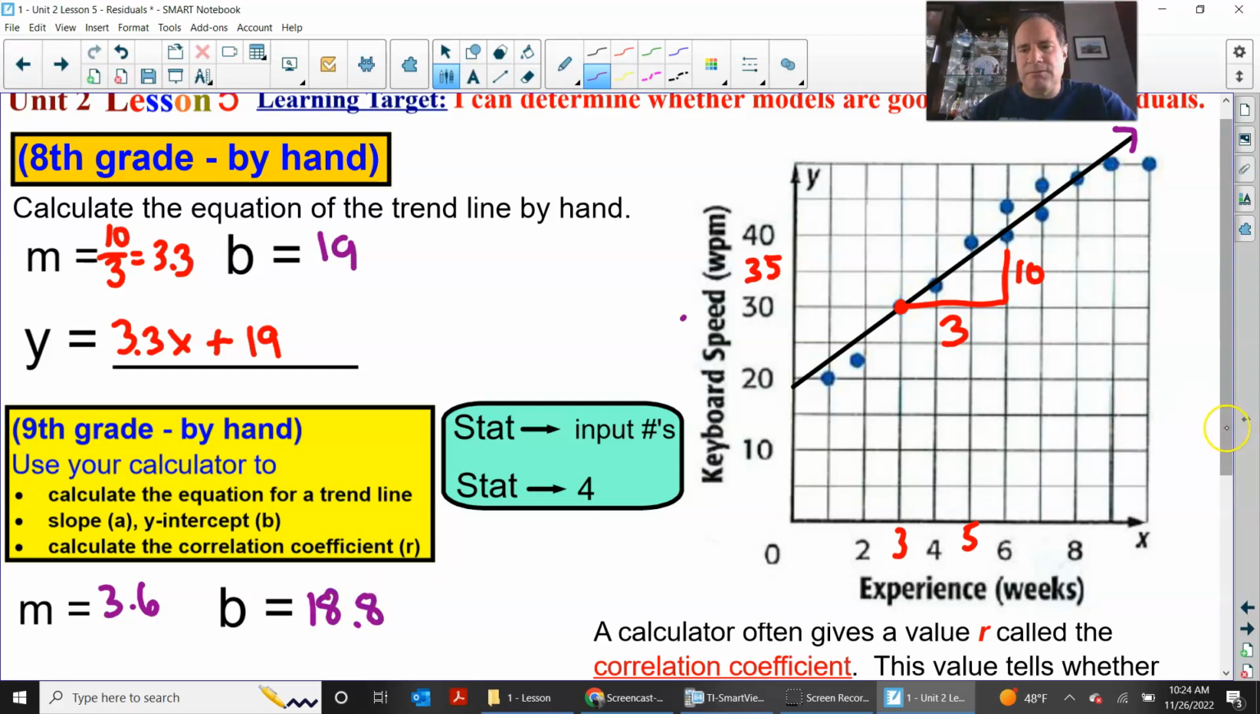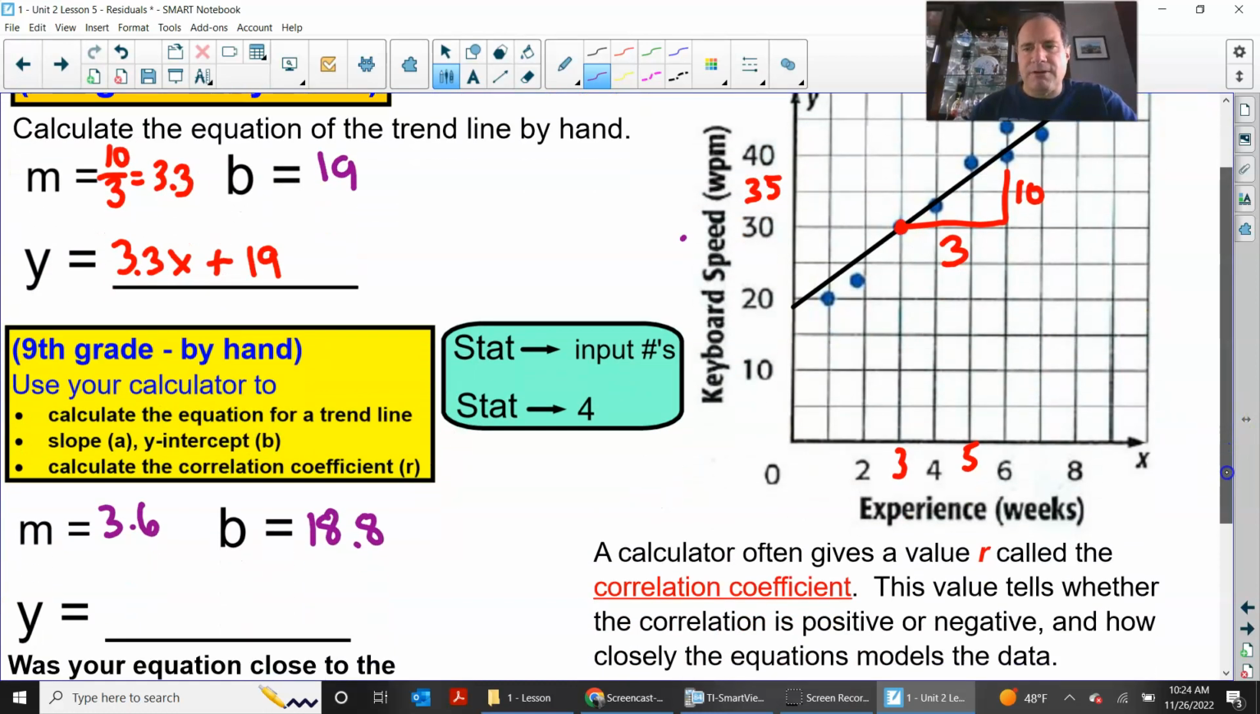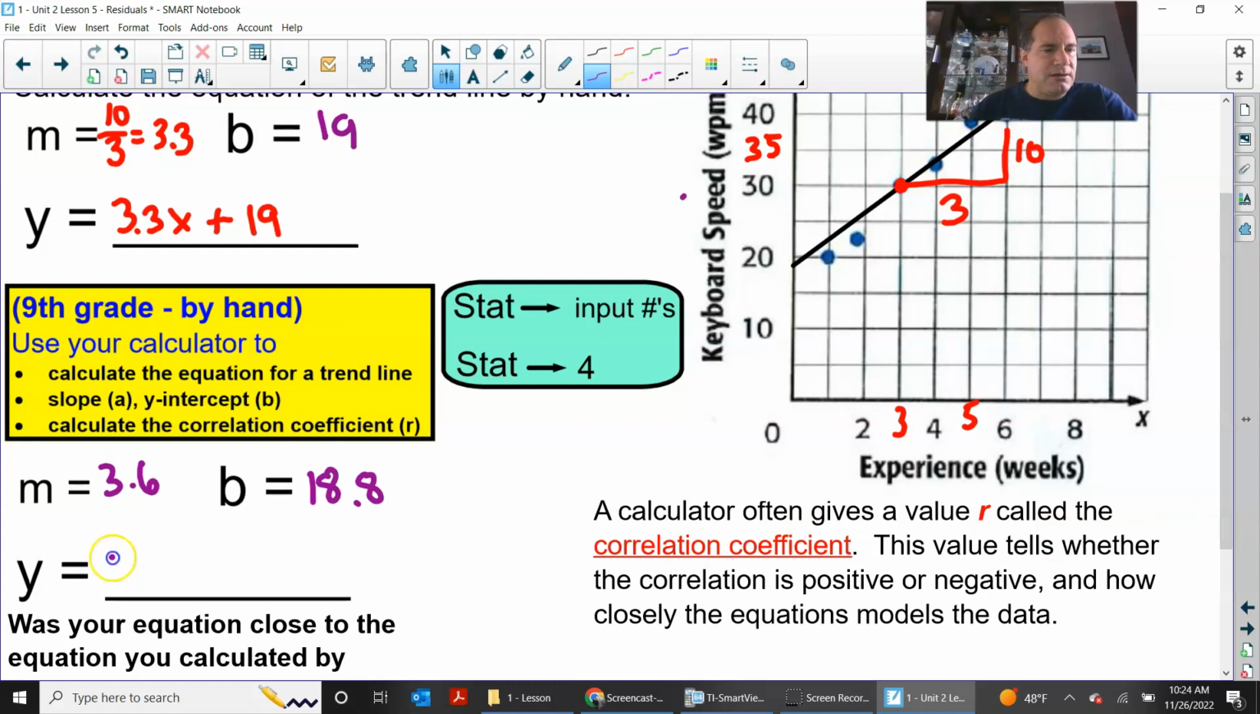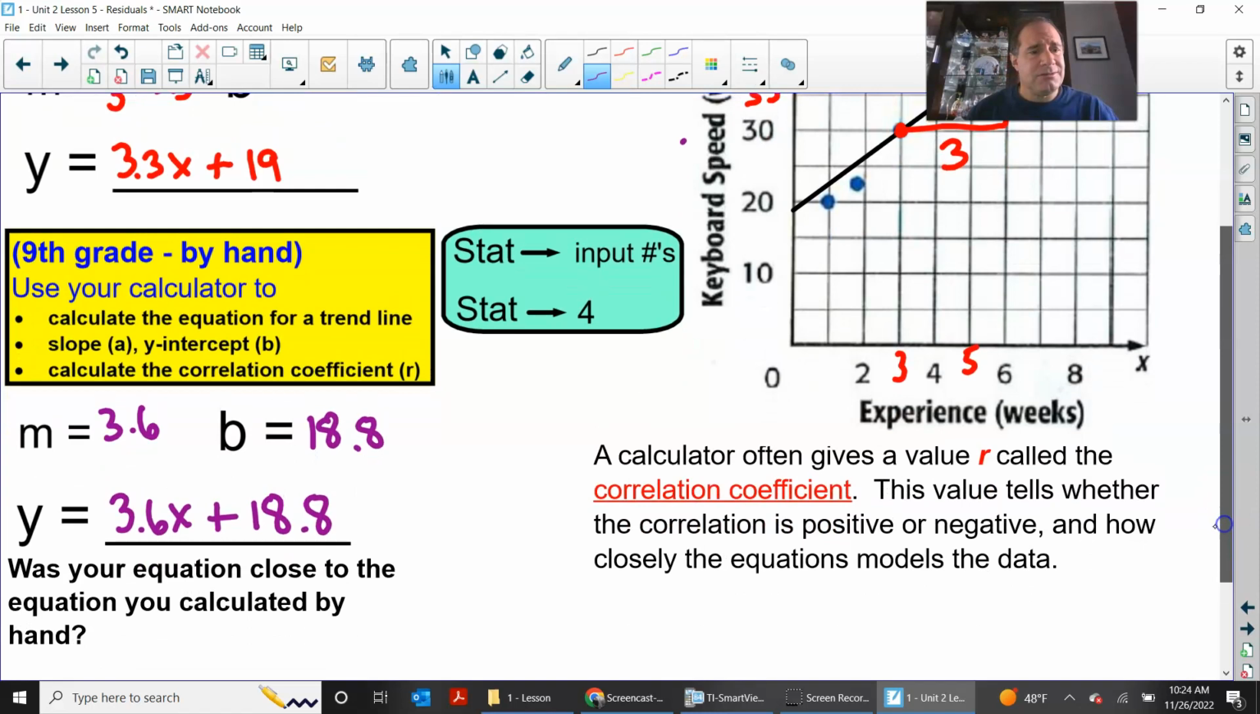So this equation from the calculator would be 3.6, which is pretty good. 3.6 and 3.3, that's kind of close. And an 18.8 is really close to my 19. So that's really good. Was your equation close? Yes, it was. I'm great.